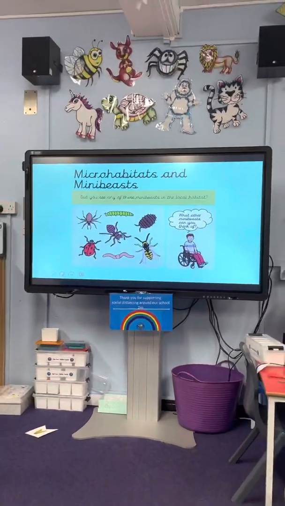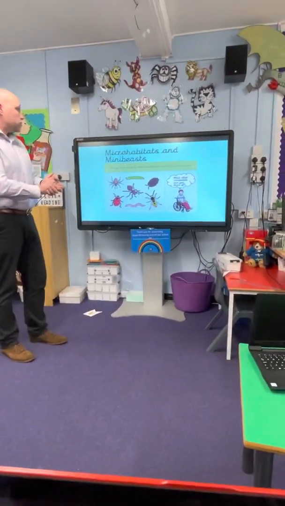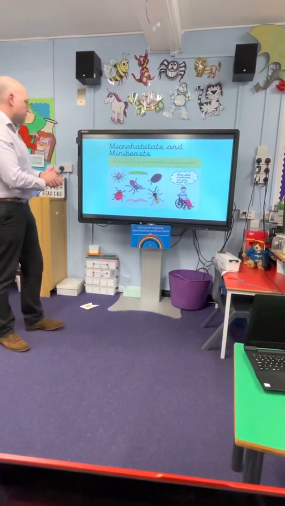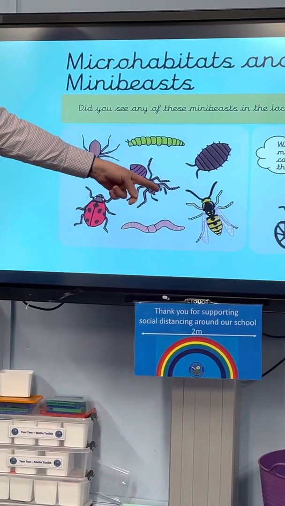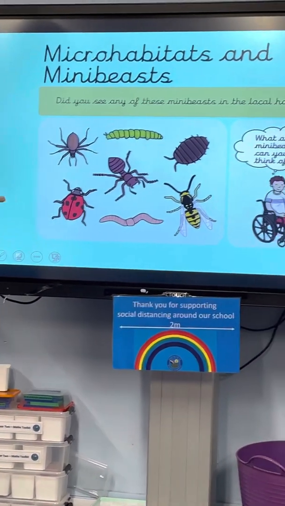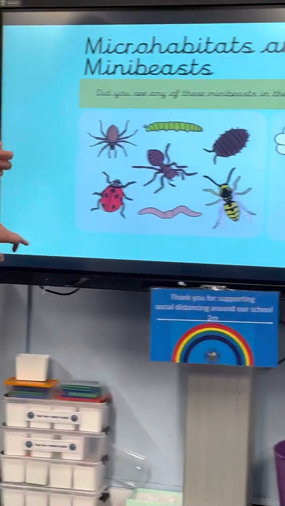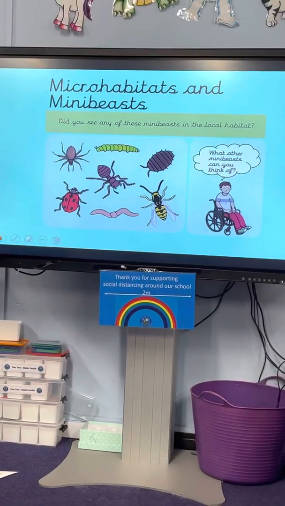So, now you've been in the garden or outside and you've had a look for a microhabitat, did you see any of these mini beasts there? Did you see any spiders or ants, worms, wasps maybe, woodlice, ladybirds? Did you see anything that wasn't there? Come on. There we go.